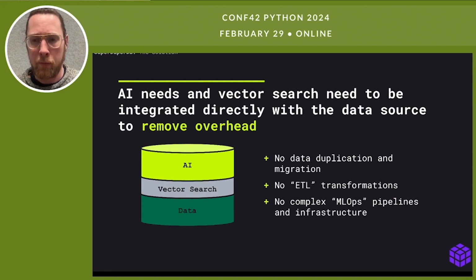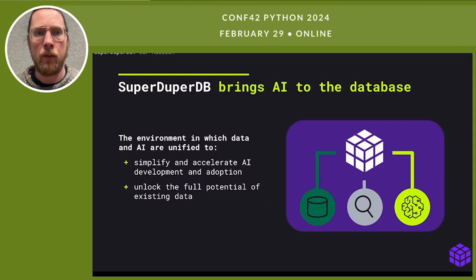And our thesis at SuperDuperDB is this can be greatly simplified if we can provide a unified data and AI environment where no duplication and migration or ETL transformations, MLOps pipelines and infrastructure is necessary. So one environment combining AI and data, as well as vector search. So we do that by bringing your AI to your database data deployment. So it's the environment in which data and AI are unified, and that greatly simplifies the process of AI development and adoption, and allows you to unlock the full potential of your existing data.